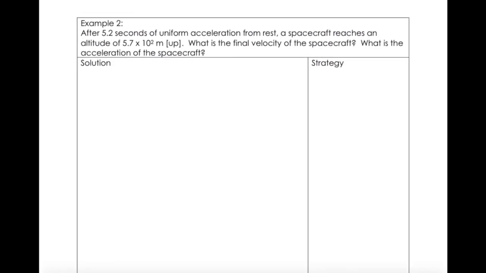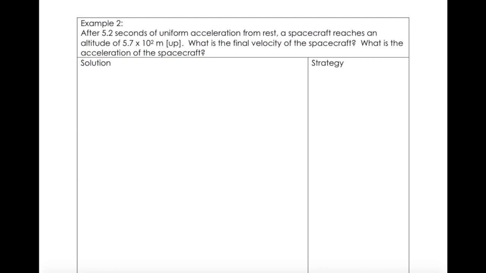Okay, for example question number 2. After 5.2 seconds of uniform acceleration from rest, a spacecraft reaches an altitude of 5.7 times 10 to the second meters up. What is the final velocity of the spacecraft? And then what is the acceleration of the spacecraft? So it's actually asking us to find 2 values here, so we're going to treat it as 2 separate problems.